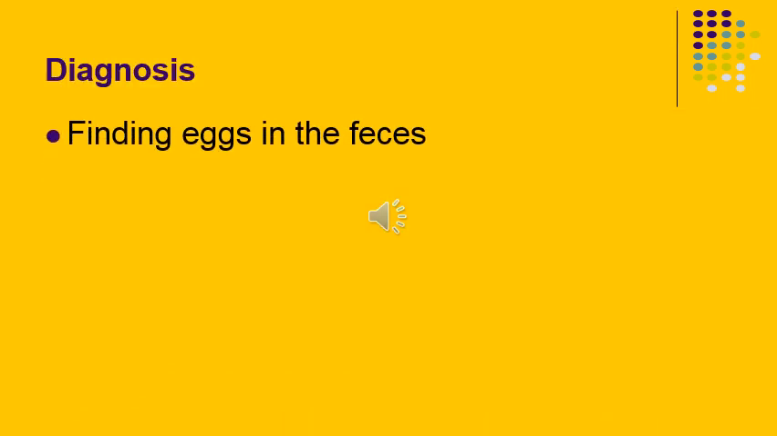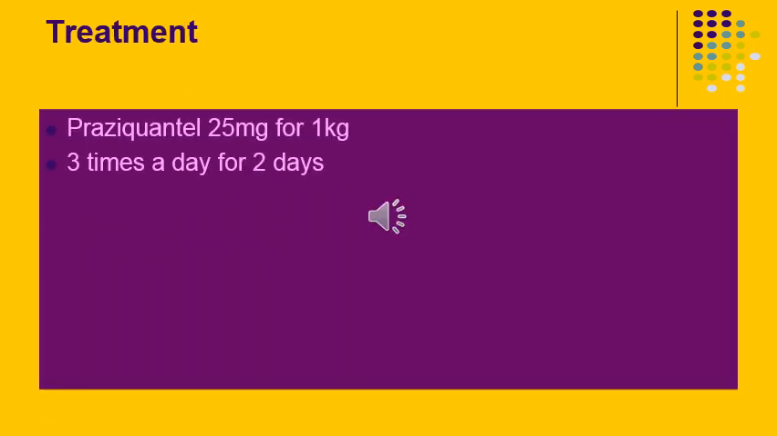In this slide, we are going to talk about the diagnosis of infection with Dicrocelium dendriticum. The best way is the biological technique, and it depends on finding eggs in the feces of the patients. It's better to prepare a wet mount of the feces and look for the eggs in that. The treatment of Dicrocelium infection depends on using praziquantel, 25 mg per 1 kg, 3 times a day for 2 days.